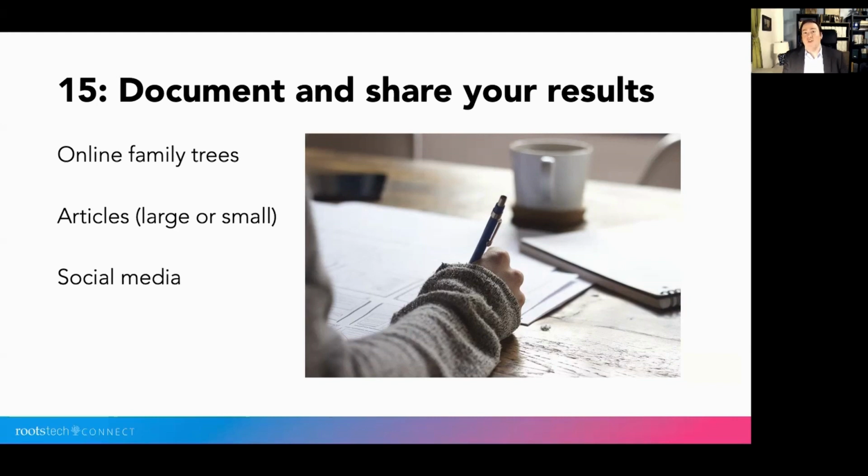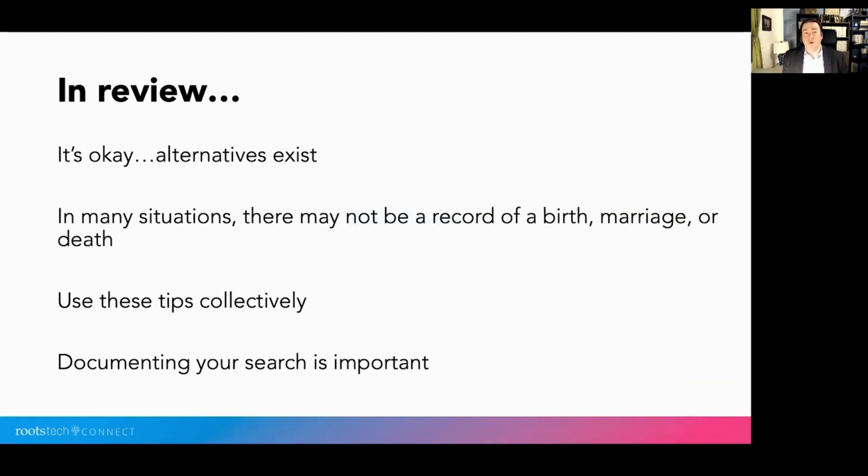Maybe you'll add it to an online family tree with proper documentation and explaining why you can't find that vital event. Sometimes social media can be used to disseminate that information. So in review, it's okay. Alternatives do exist to birth, marriage, and death records.